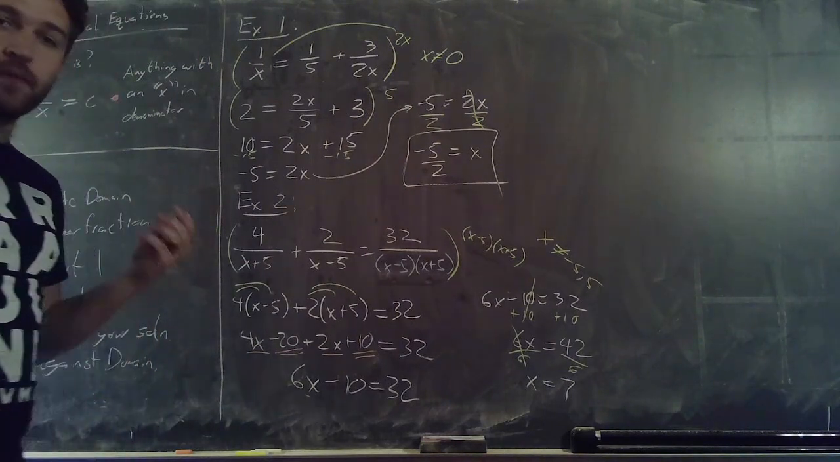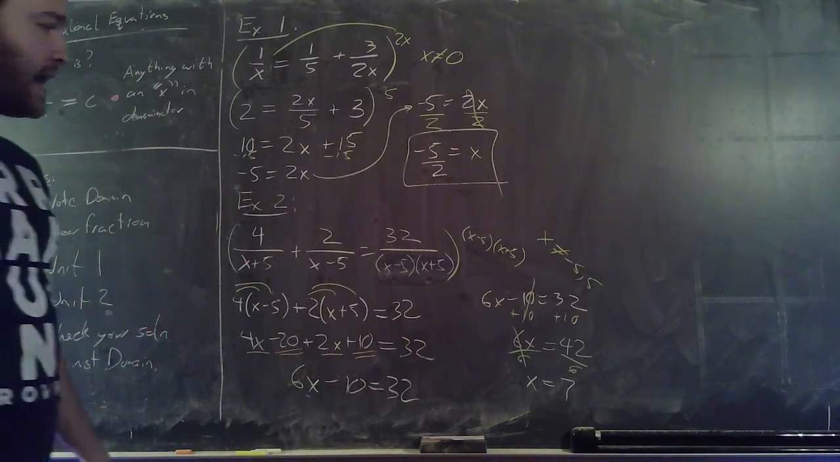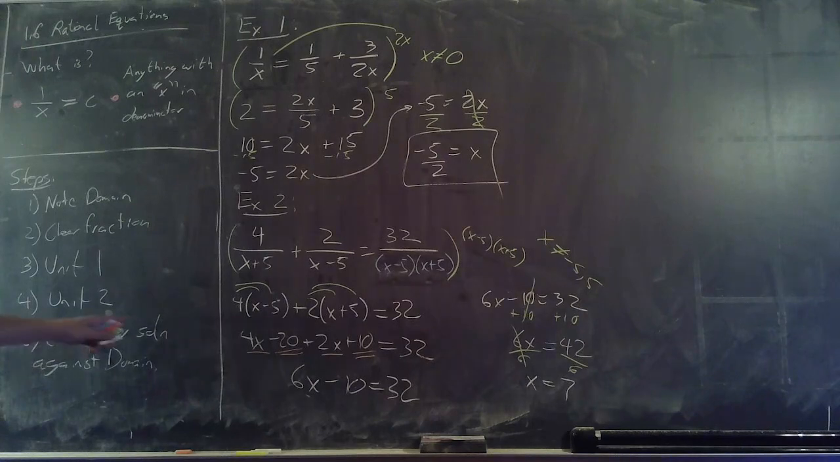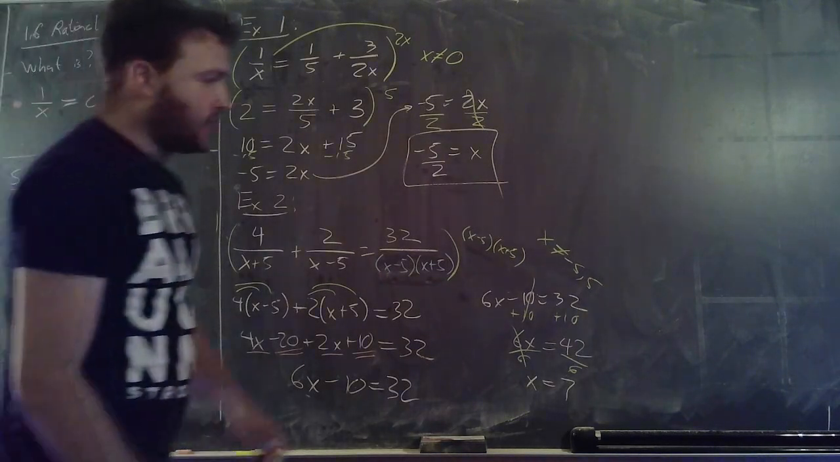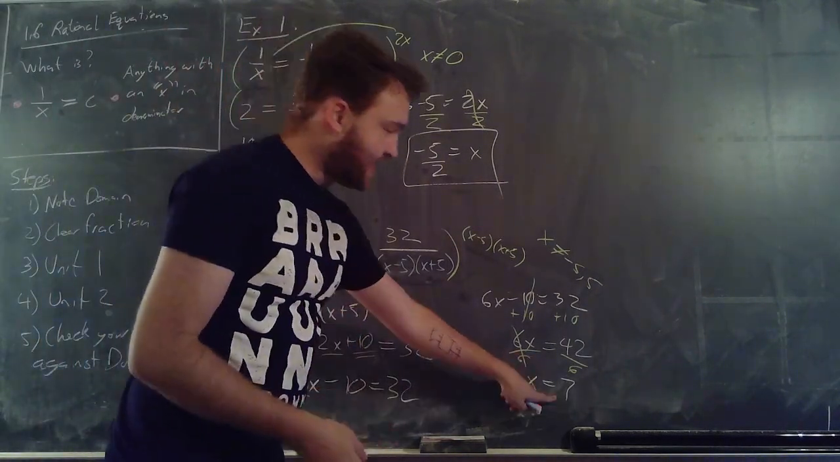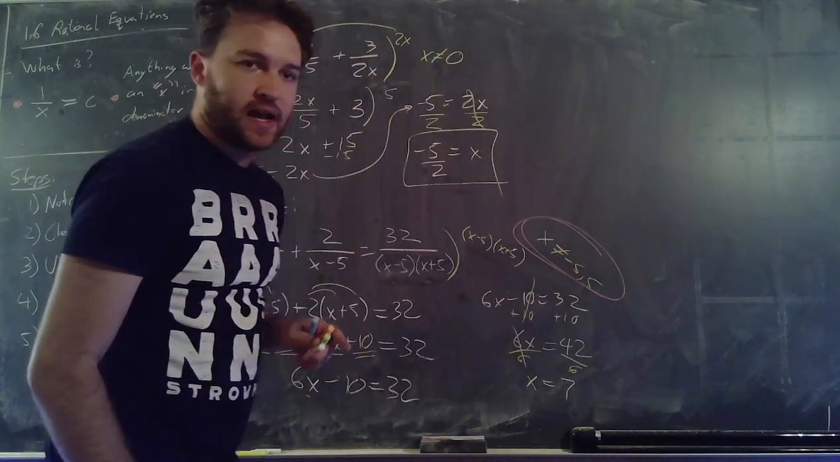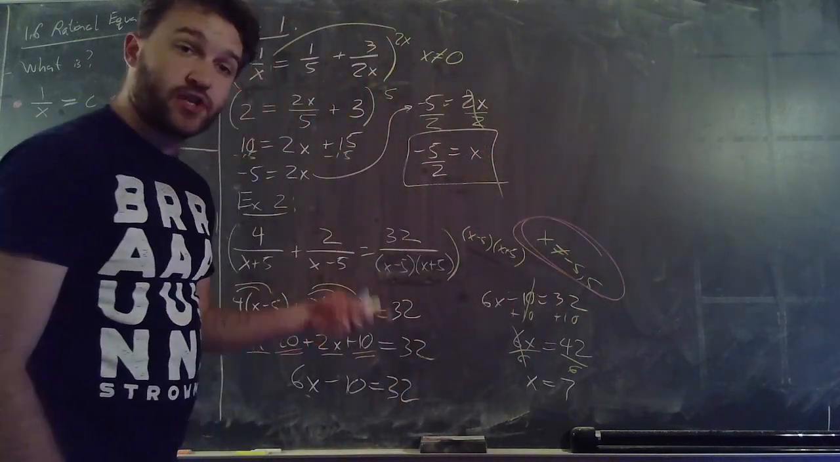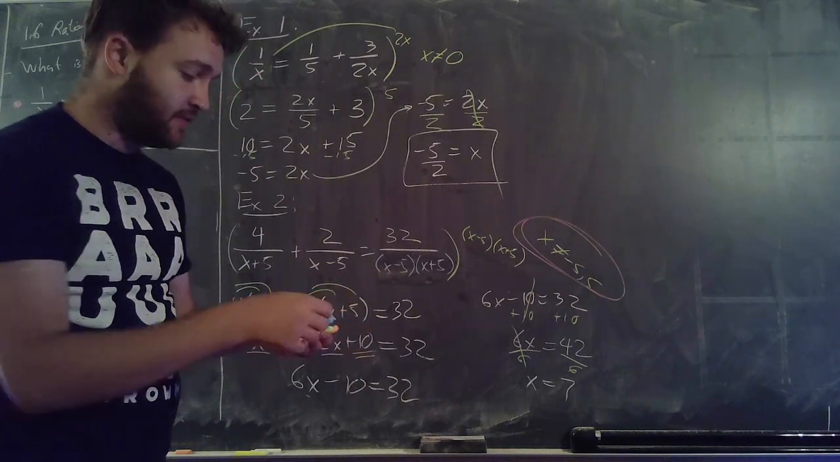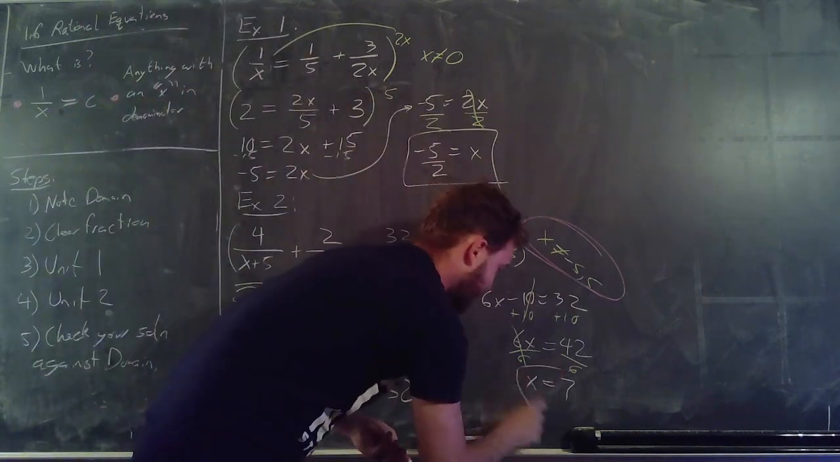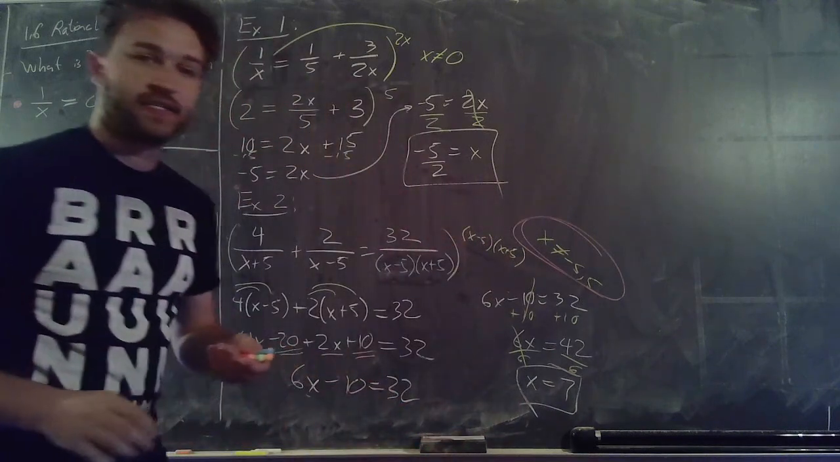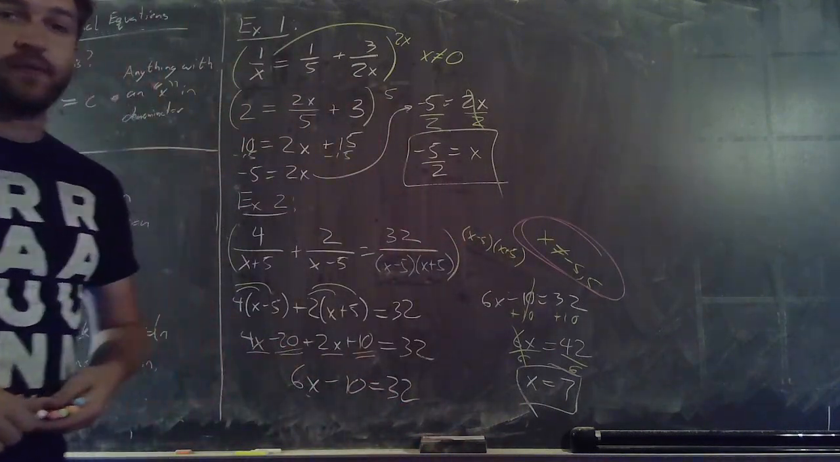Now, before I put a box around this as my answer, I need to do step 5. Check your solution against the domain. So I ask myself, is 7 one of these things that I was not allowed to have? And the answer is no, it's neither negative 5 or positive 5. And so that means that 7 is a totally fine solution. I'm going to put a box around it and put it into Pearson.